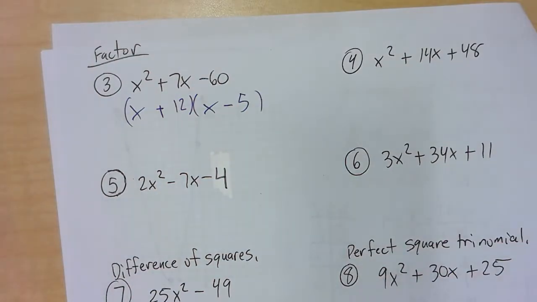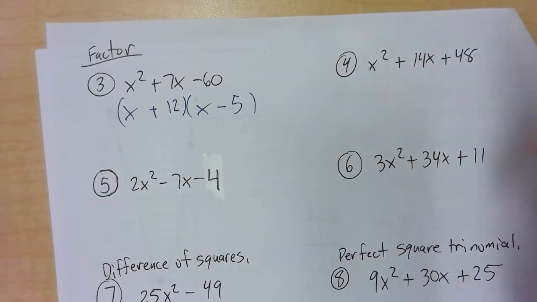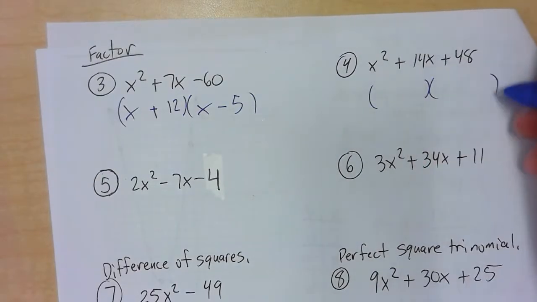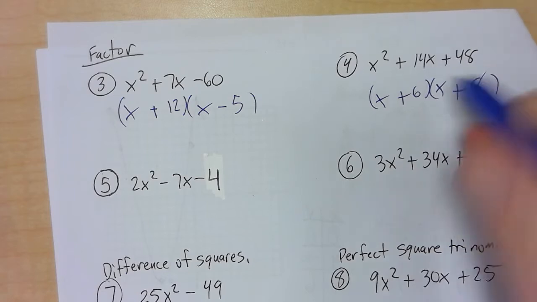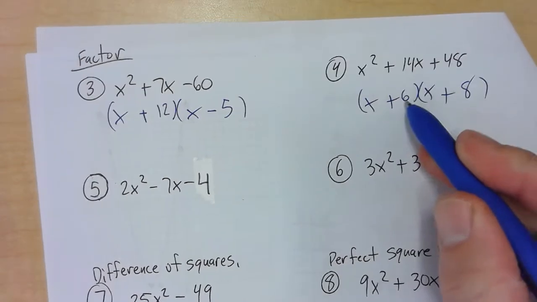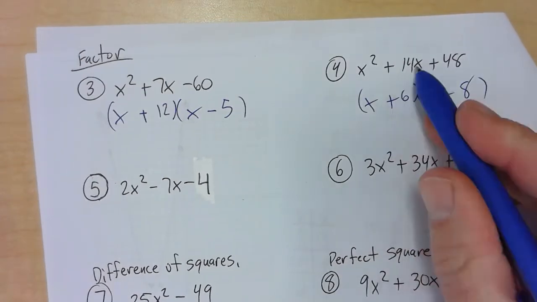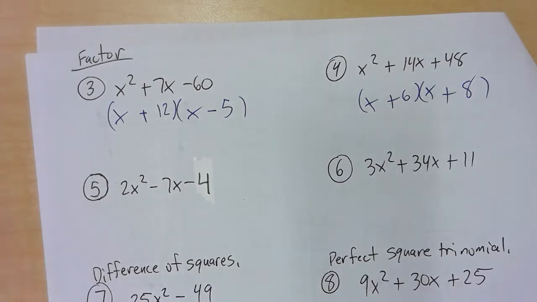in the middle. The next one is all positives, so it's all positives, easy, cheesy. And this times this makes that, and then if we add the 6x and the 8x together, we get the 14x in the middle, so that one works pretty well. All right.